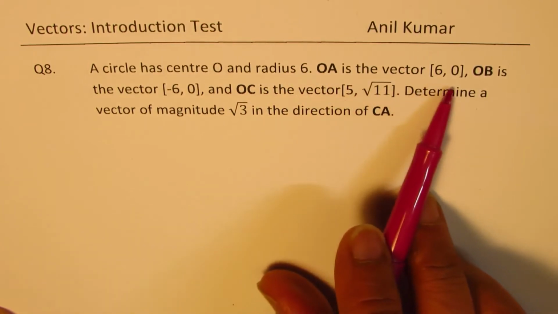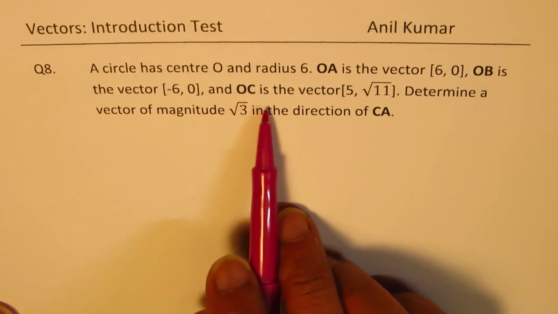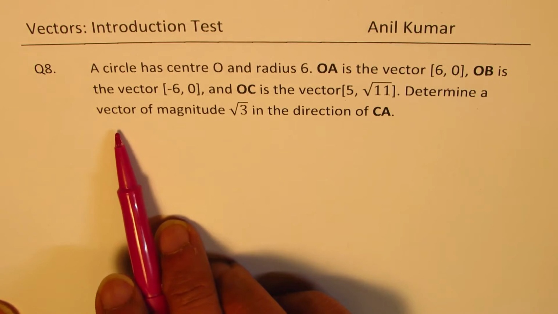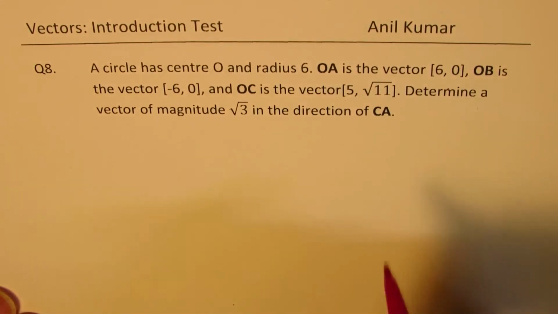Question 8. A circle has center O and radius 6. OA is the vector (6, 0). OB is the vector (-6, 0). And OC is the vector (5, square root 11). Determine a vector of magnitude square root 3 in the direction of CA.